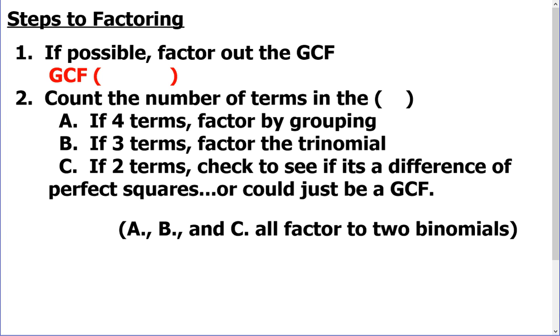If you have 2 terms, you could either pull out a GCF, or it might be a difference of 2 perfect squares like we learned yesterday in section 7.7. If you have 3 terms, you're going to factor the trinomial. Normally, we just do guess and check. If you like the factor by grouping method, you can use that. But normally, to factor a trinomial, we use the guess and check method. And 4 terms is when we use factor by grouping, which you saw is what we just did.